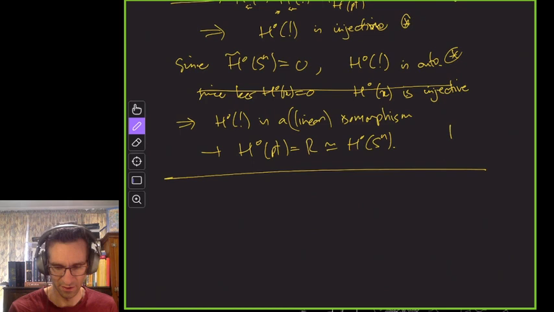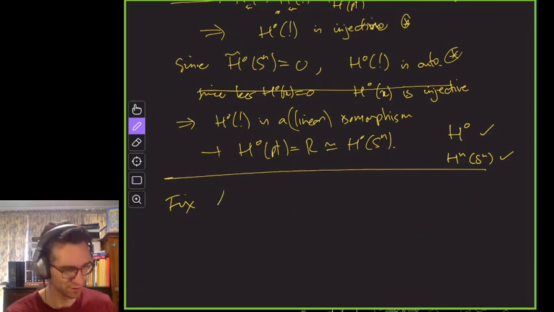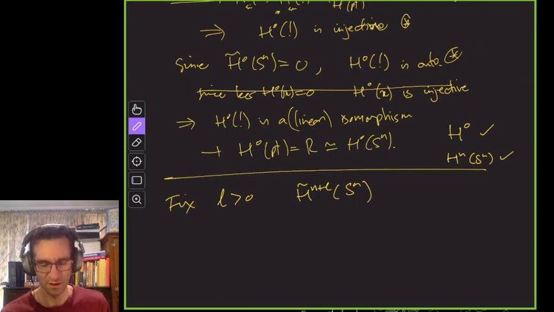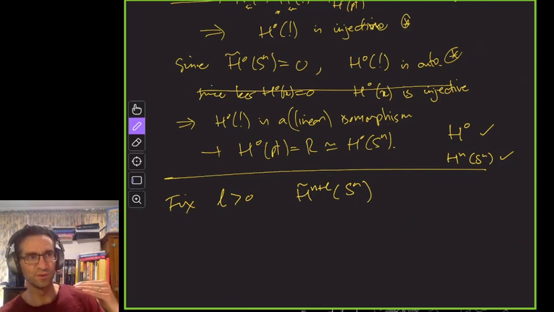So now we have H0, we have Hn. So what about the other ones? We have to keep using this induction. So let's fix L positive and consider, again with R coefficients, so this is going to get us the cohomology modules. The exclamation mark is always unique because there's only one function to a single point and it's automatically continuous.